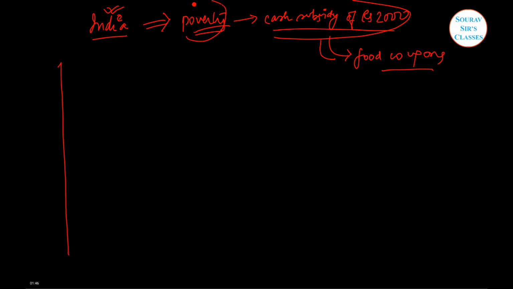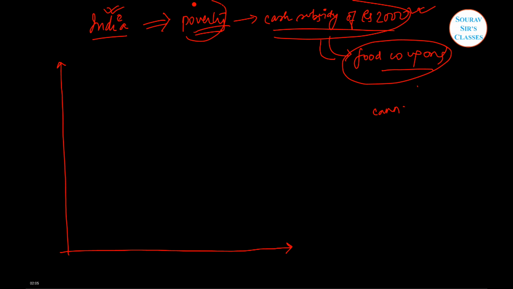So let us consider the two axes. Now this cash subsidy, you will get some food coupon, and this can only be used to buy food. You can only use this subsidy to buy food, and it cannot be used for any other purpose.